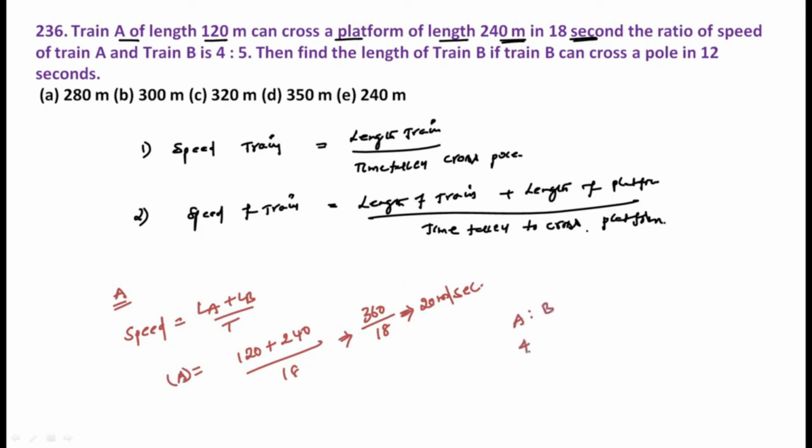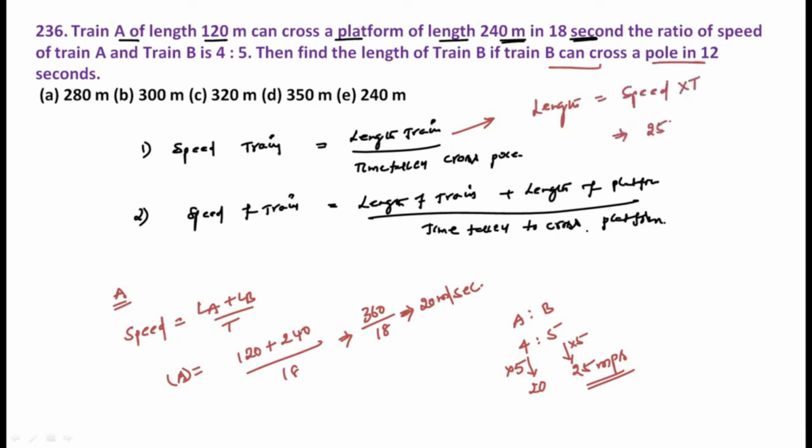The ratio of the speeds is 4 is to 5. Now 4 becomes 20, so 5 becomes exactly 25, since each value is multiplied by 5. So the speed of train B is exactly 25 meters per second. Now the question: find the length of the train if train B crosses a pole in 12 seconds. Here the length of the train depends on the speed of the train times the time taken to cross. So the answer is 25 into 12, which is exactly 300 meters. You can choose your option as 300 meters.